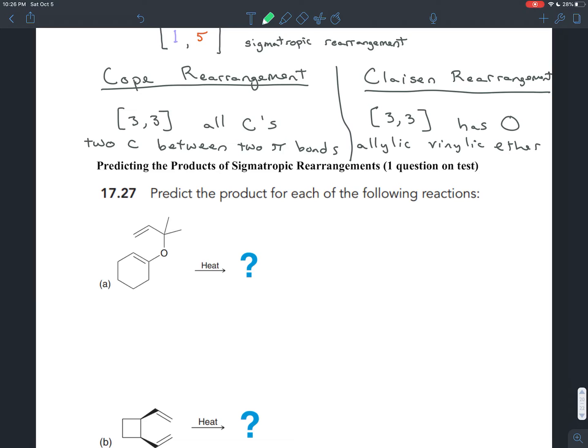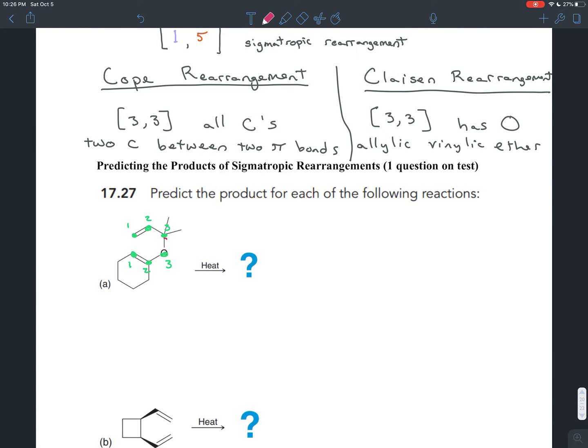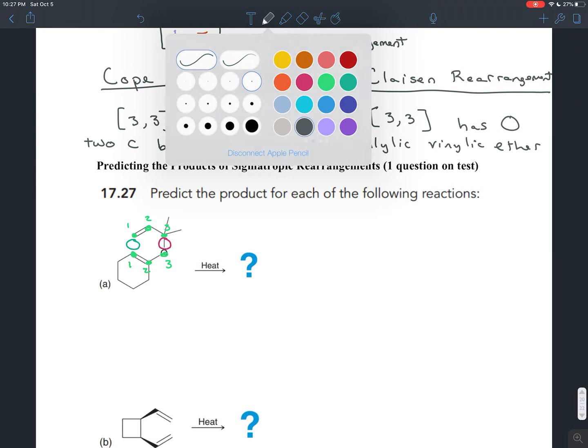So count from the end of the allylic double bond, so that's 1, 2, 3, and then count the three atoms, including the oxygen, on the vinylic double bond. So that's 1, 2, 3. So that's our 3-3 sigmatropic rearrangement. We're going to be getting rid of the sigma bond between the two threes, and we're going to be adding in a sigma bond between the two ones.